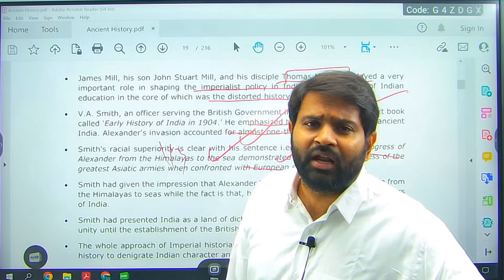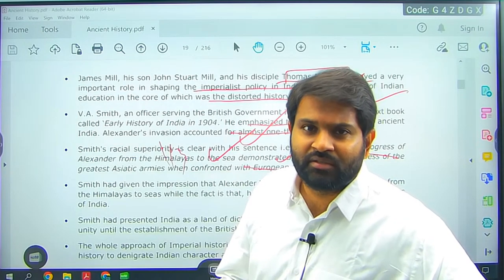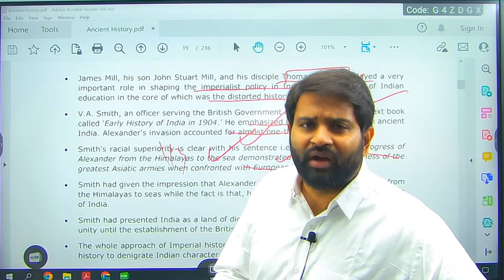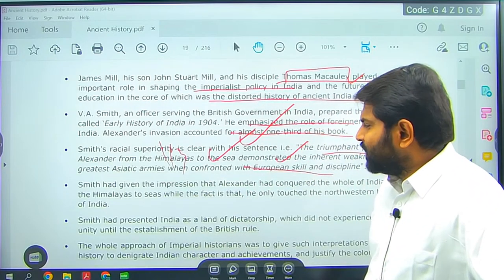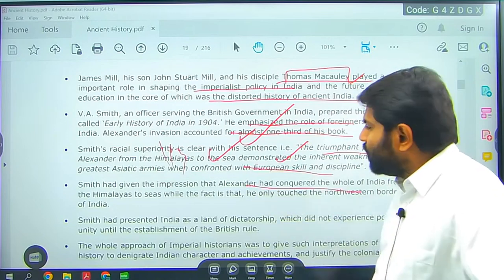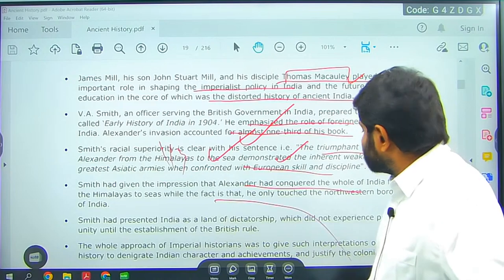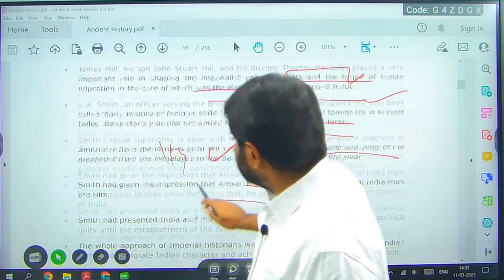Alexander, who didn't even arrive till the Ganges. He didn't come to India completely. He went back right after fighting with Porus. So Smith had given an impression that Alexander had conquered the whole of India from the Himalayas to the seas, when in fact he only touched the northwest borders of India. As I said, he fought with Porus.